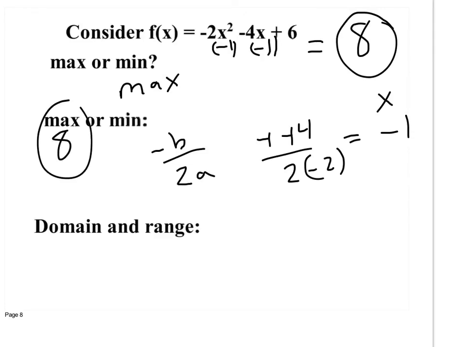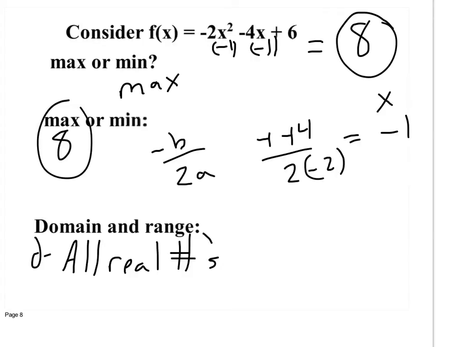Then you're supposed to figure out your domain and range. Domain, I've told you this before, is usually going to be all real numbers, because the x coordinates are all included. It goes to the right, it goes to the left, and it doesn't end in either direction.